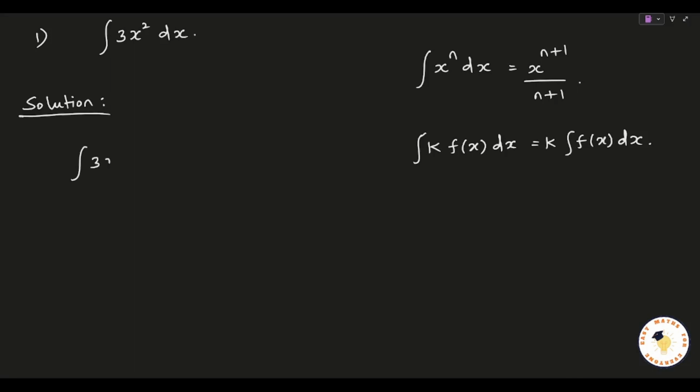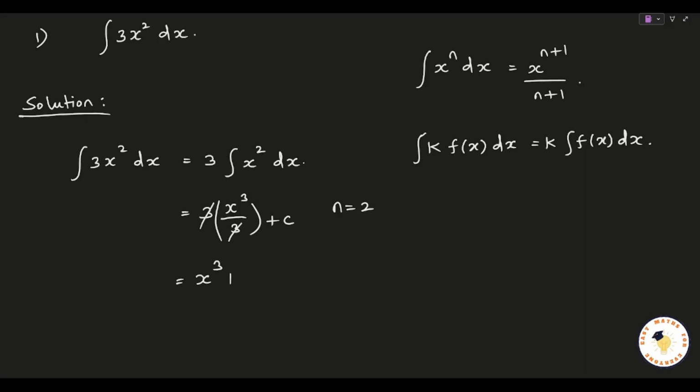So taking 3x square dx, we can take out the constant, k is 3 here, 3 times integral x square dx. And using the formula with n equal to 2, we have 3 times x power 3 divided by 3 plus c, the constant of integration. Further reducing, we can cancel these two 3's. So the final answer will be x power 3 plus c.